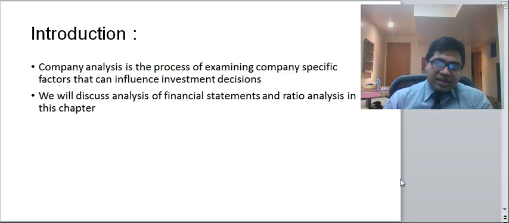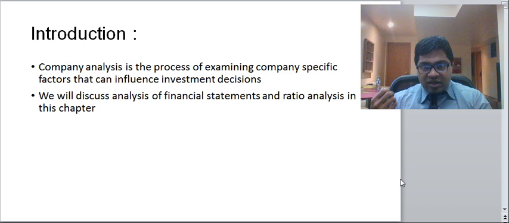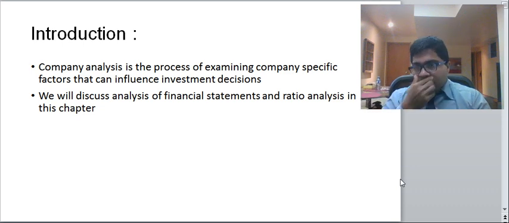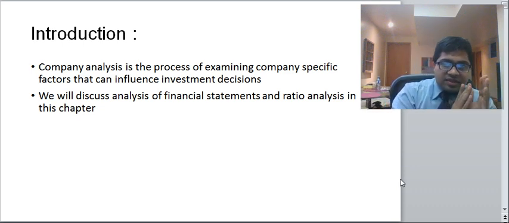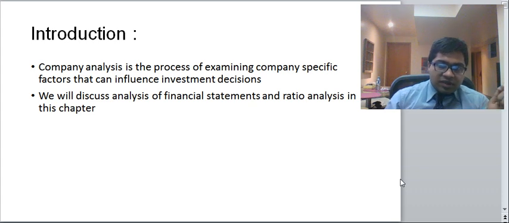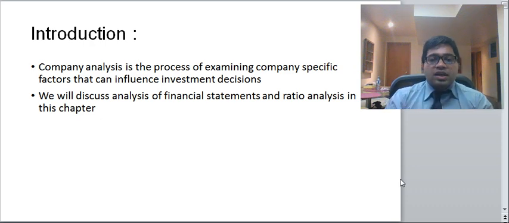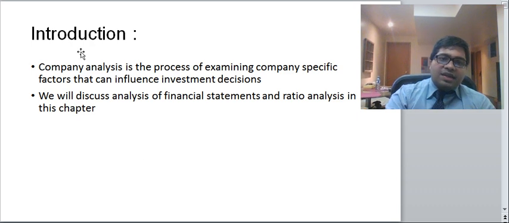In fundamental analysis we study the economy, we study the industry, and then we study the company to find which stocks are undervalued and which stocks are overvalued. Now, in the last class, we discussed industry analysis and economic analysis. We were left with company analysis. In this chapter, we are going to discuss company analysis. Company analysis is the process of examining company specific factors that can influence investment decisions. We'll discuss analysis of financial statements and ratios in this chapter.